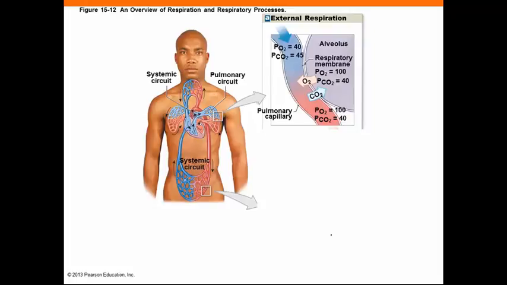That blue blood coming in has a carbon dioxide partial pressure of about 45 millimeters of mercury, which is higher than the alveolar partial pressure of carbon dioxide, which has only 40 millimeters of mercury. And so carbon dioxide will be leaving the blood, entering the alveolar air until isotonic conditions are reached and the partial pressure of the carbon dioxide in the blood, which is now red, is 40 millimeters of mercury.